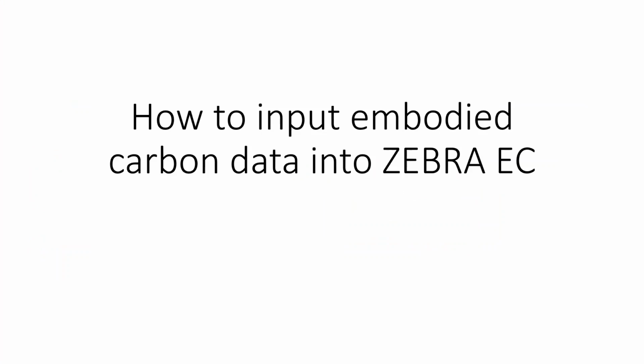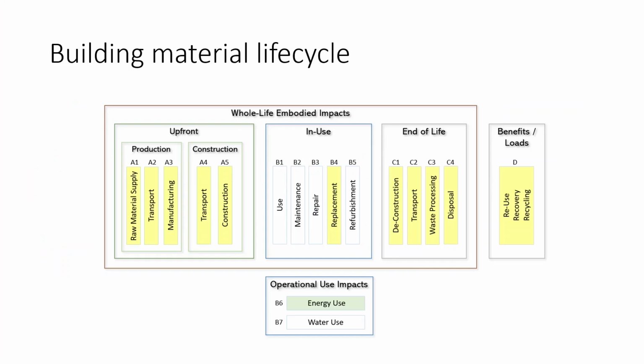Today I'm talking about how to input embodied carbon data into Zebra embodied carbon. As introduced last time, Zebra embodied carbon calculates the whole life cycle embodied carbon of a building material and of the whole building. As you can see in this graph, it covers all the stages highlighted in yellow in the life cycle. Some stages, B1, B2, B3, B5, B6, and B7, are not covered, but besides that, all the other stages are addressed too.